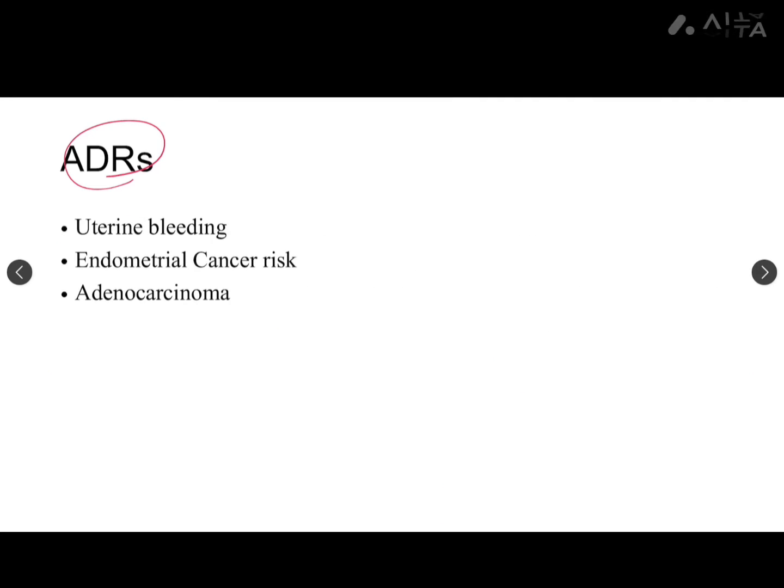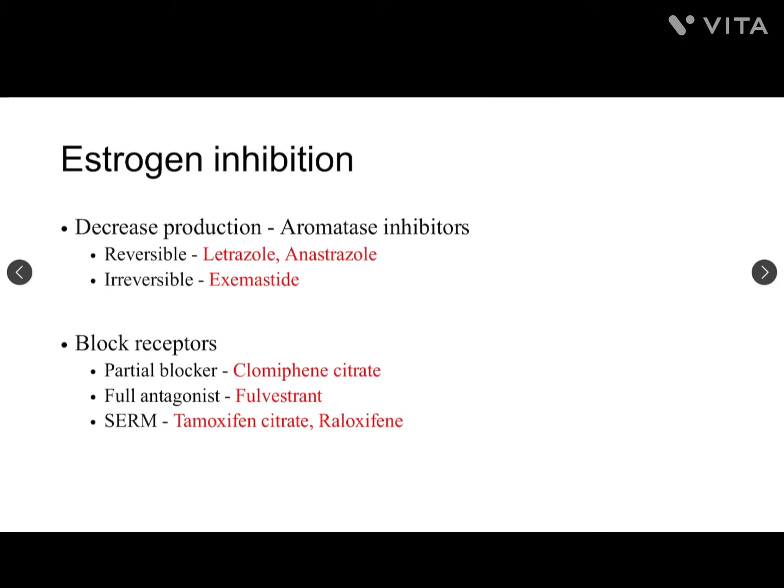What are the adverse drug reactions when you use estrogen? You might get abnormal uterine bleeding, vaginal adenocarcinoma, and endometrial cancer risk because of the tendency of estrogen to cause endometrial hyperplasia.